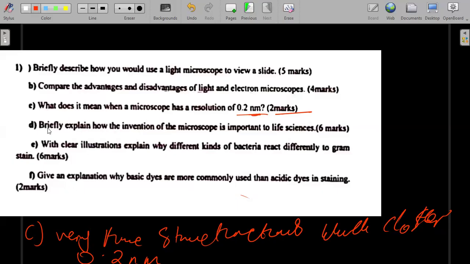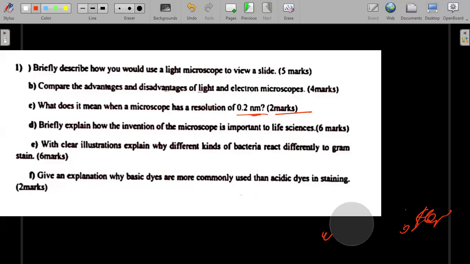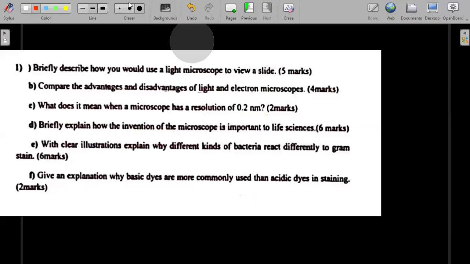Then you have part D, which says: briefly explain how the invention of the microscope is important to life science. You have 6 marks there. So what's the importance of the invention of the microscope in life science? Now let's apply. You know what invention is, and you know what the microscope is. So why is it important to life science?